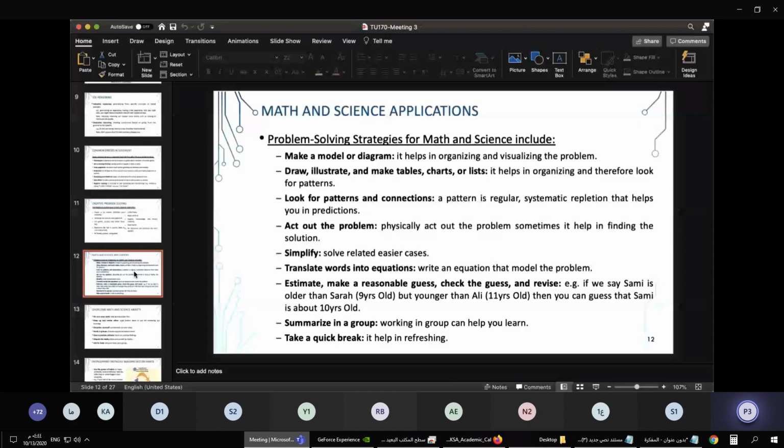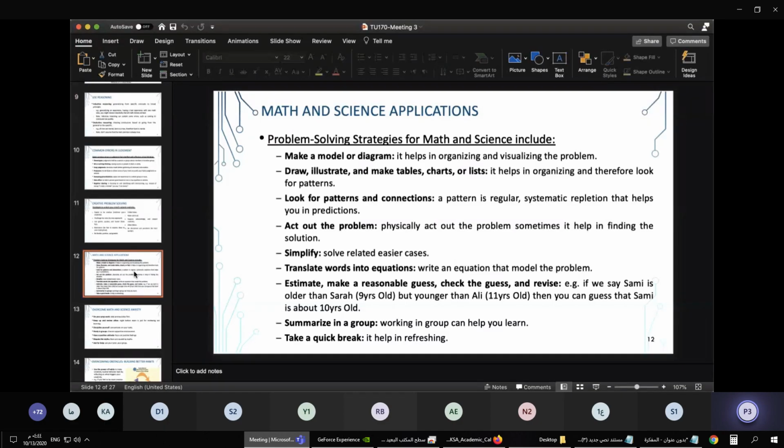Also, these are strategies for math and science problems. For example, make a model or diagram in math. It will help you to organize and visualize the problem. Draw, illustrate, and make tables, charts, or lists. It helps to organize the patterns, how the patterns are looking. Look for the patterns and connections.